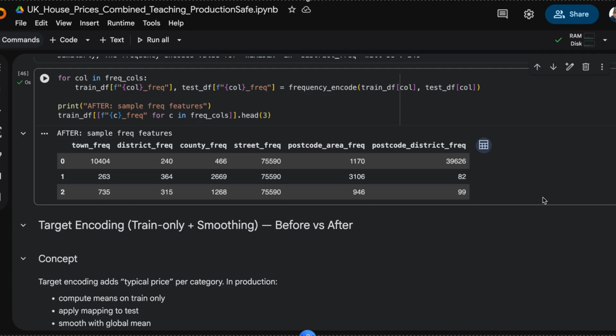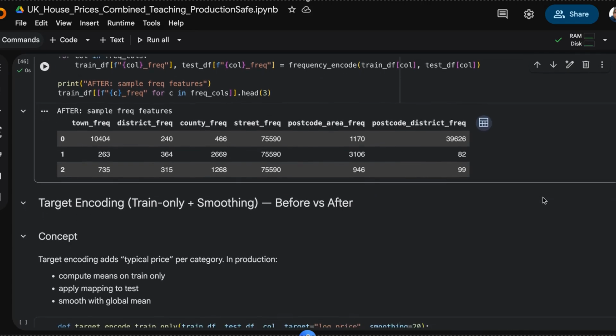However, frequency encoding does not directly capture price behavior. It only captures how common a category is. It does not tell us whether a town is expensive, only whether it is frequently observed. To capture price behavior, we need a more powerful encoding strategy.